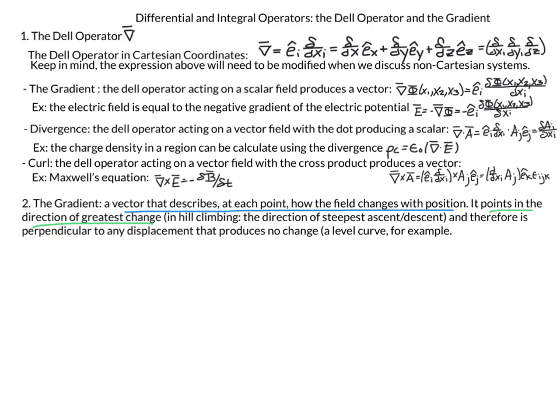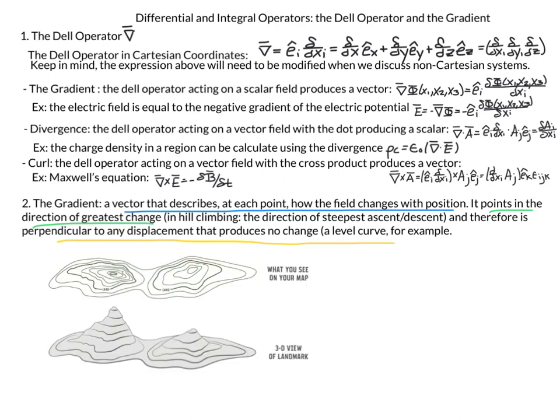The last point of the gradient is that it is perpendicular to any displacement that produces no change, for example, level curves. Since the rate of change along a level curve is 0 and the gradient is where the rate of change is the greatest, you expect these two things to be perpendicular to each other. That means if you have a mapping of the level curves, if you just draw a path that hits each level curve perpendicularly, that would give you the gradient, or the path of fastest change.